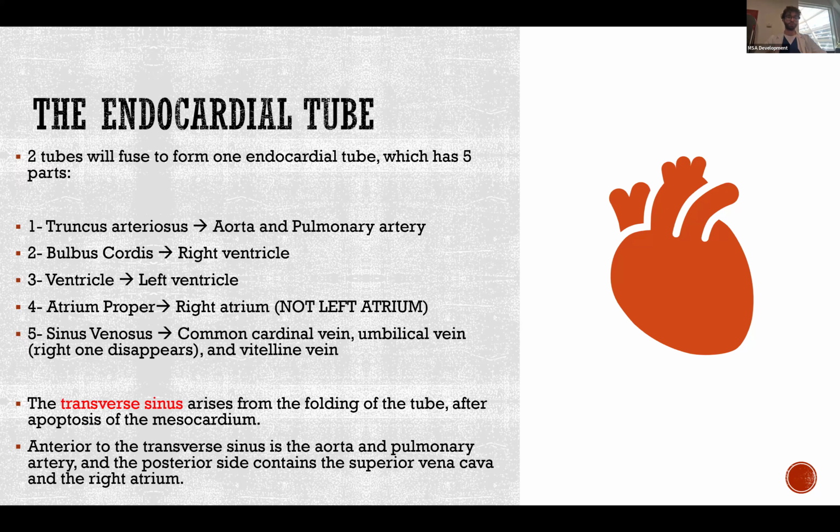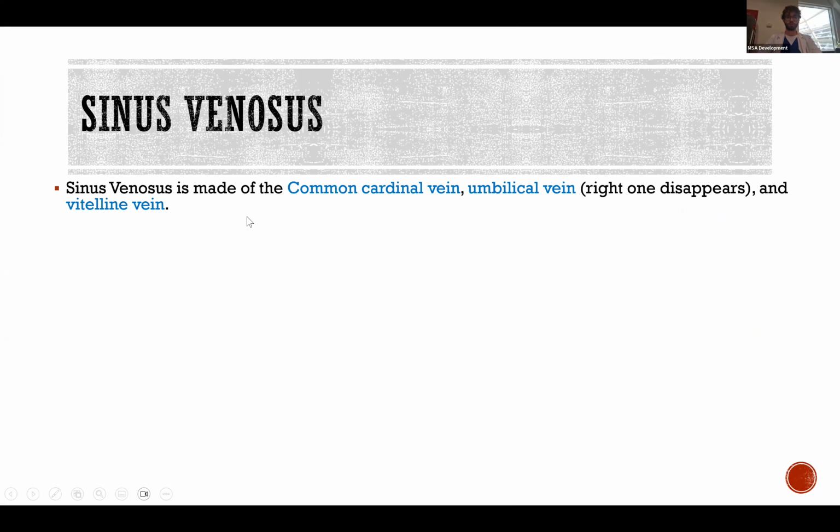Please remember those relations. Now, let's talk about the sinus venosus in detail, because even the three branches I talked about will give us some major arteries and veins, especially that you guys already know about. So let's get into the sinus venosus. Again, it's made up of the common cardinal vein, the umbilical vein, the left one, obviously, the right one will disappear, and the vitelline vein.